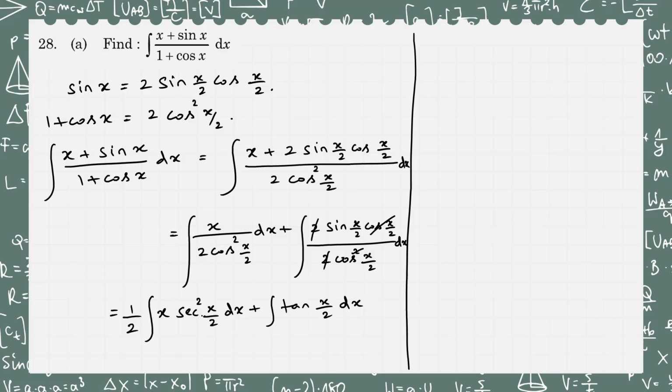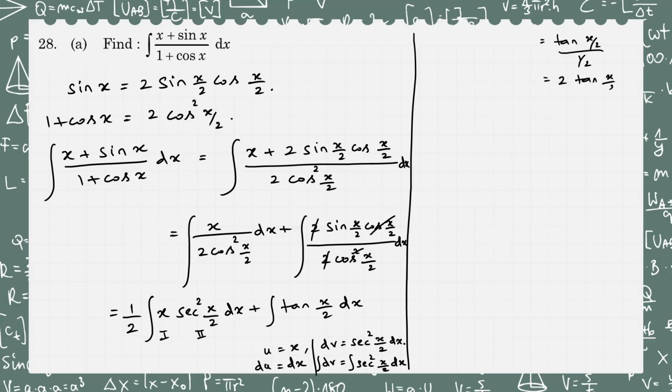In this first integration, we have to apply integration by parts. Here x is our first function and secant square x by 2 is our second function. So u equals x and dv equals secant square x by 2 dx. The integration of this, integral of secant square x by 2 dx, will be tan x by 2 divided by 1 by 2, which is 2 tan x by 2, and the differentiation of u will be simply dx.